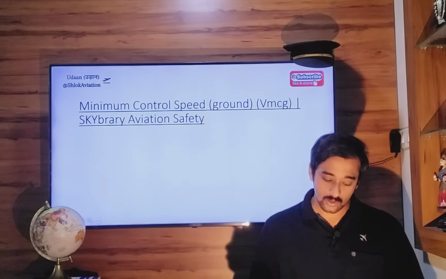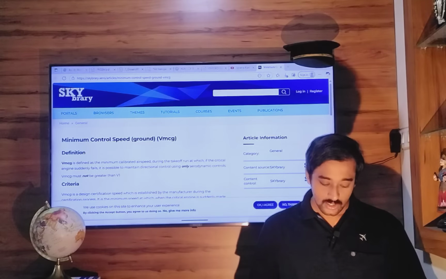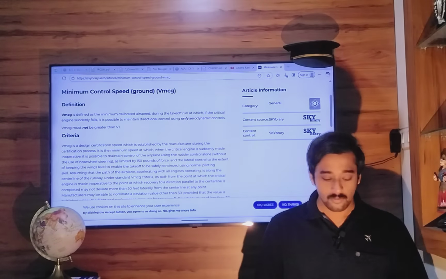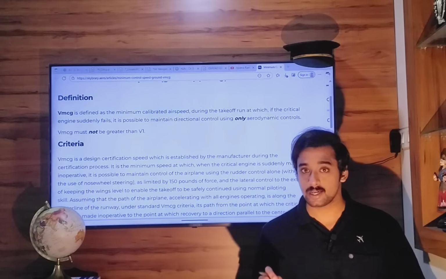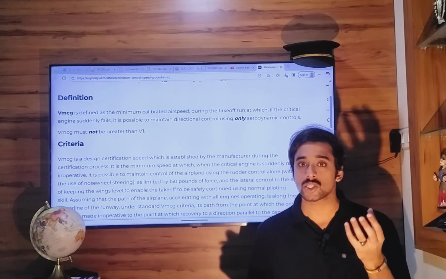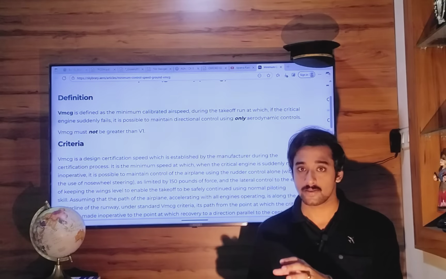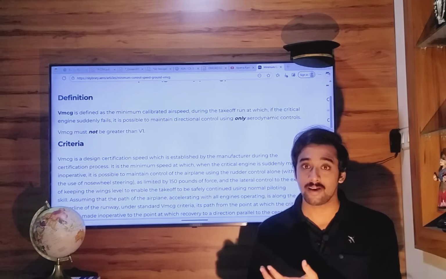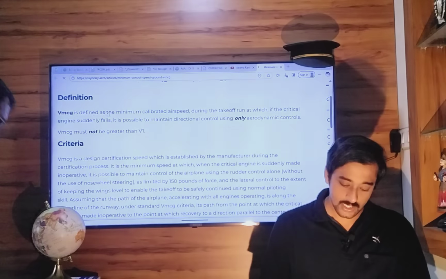So minimum controllable speed. So this is the minimum controllable speed. Let's read this document. Minimum controllable speed is defined as the minimum calibrated airspeed. So remember, it's calibrated airspeed. All speeds that are slow in value, that are small in values, are calibrated airspeeds. Speeds that are fast in values, that are big in values, are equivalent airspeeds. Okay.